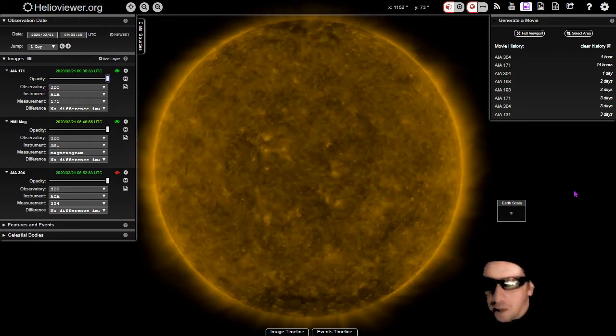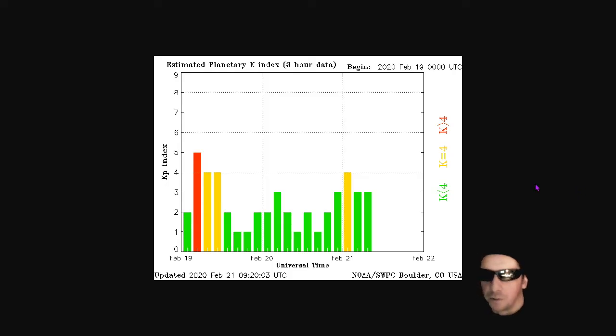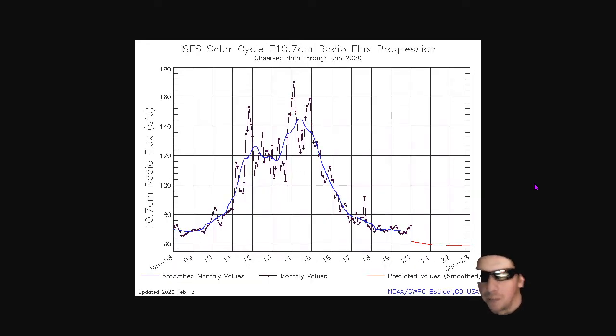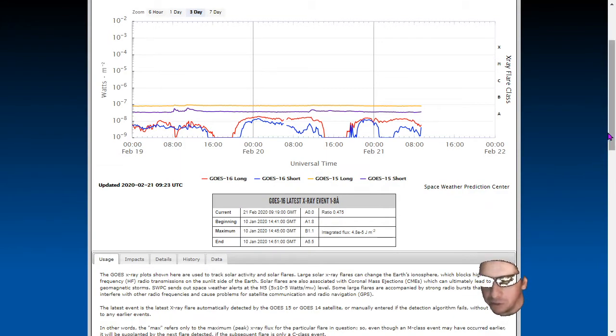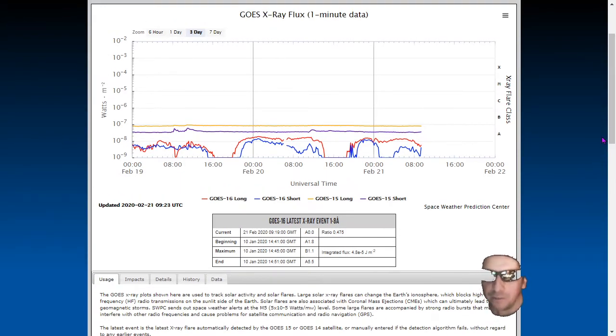Again, no sunspots and pretty low levels of activity, although the solar wind is ramping up. KP index is at 3, and we may possibly get back into geomagnetic unrest conditions once again. 10.7 centimeter radio flux still at 71, so basically solar minimum conditions. X-ray flux is pretty flatlined. There's the data from the GOES 16 and 15.